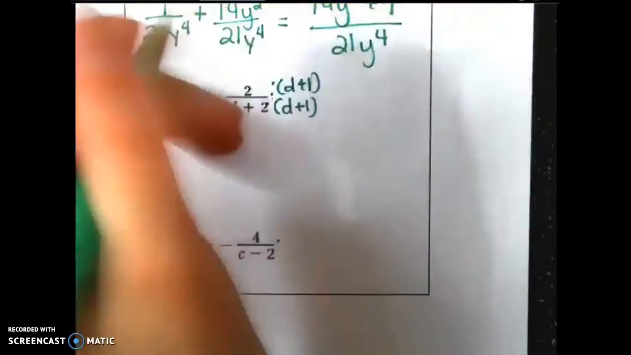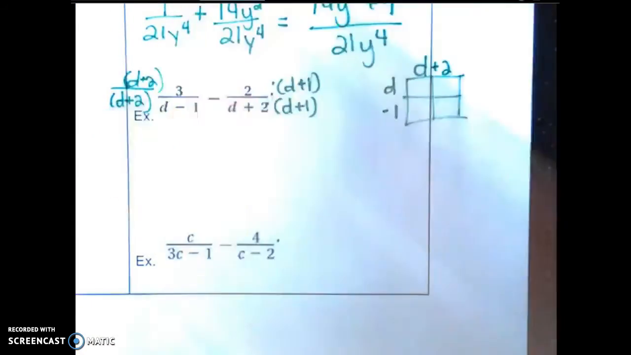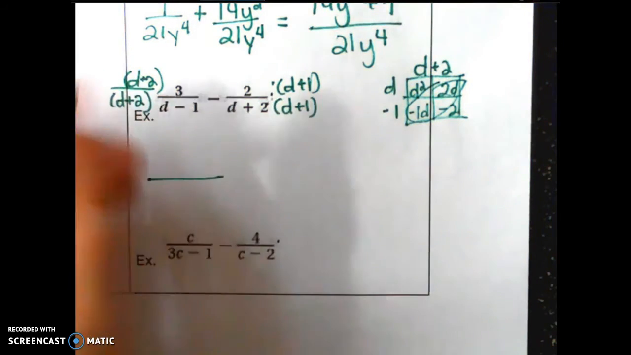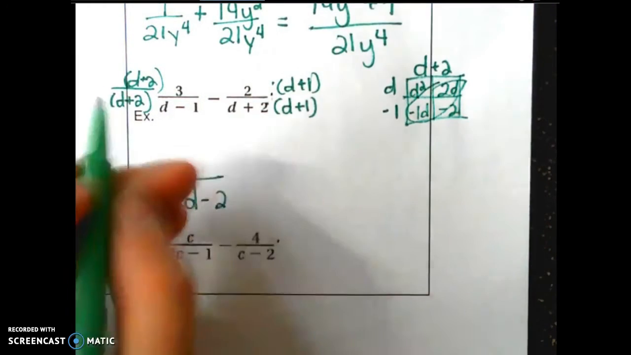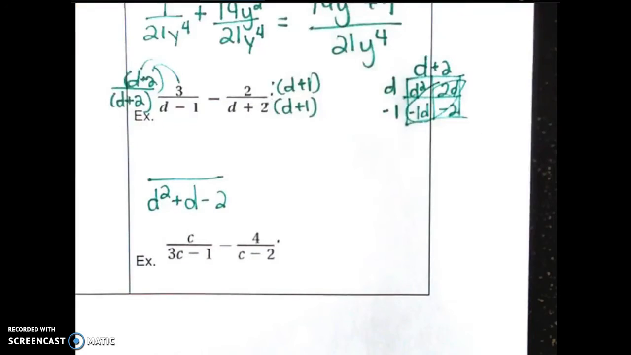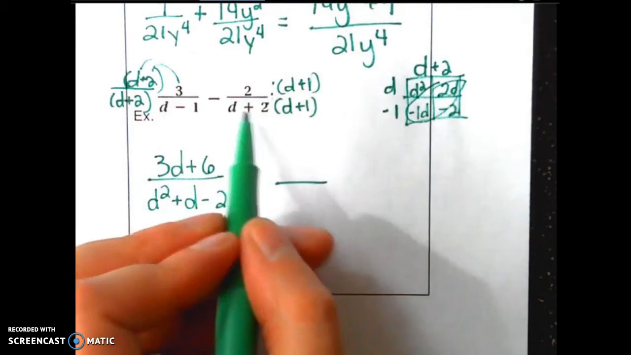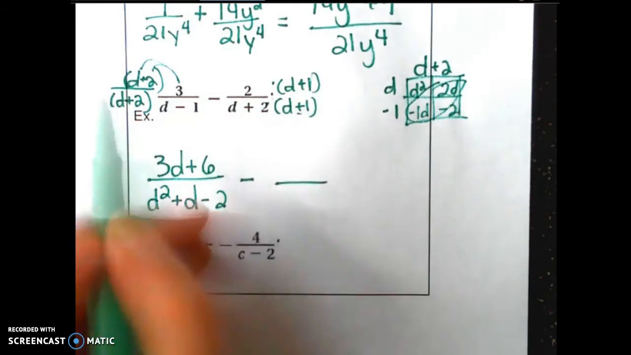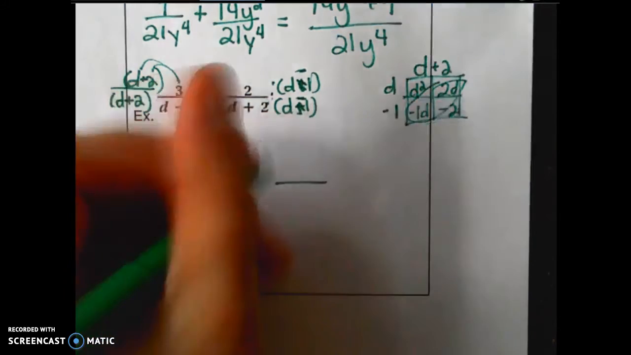Now, you might need to do a box for this. So we'd have d plus 2, d minus 1 would give us d squared, 2d minus 1d minus 2. So I'm going to go ahead and simplify that since those are like terms. Our common denominator is going to be d squared plus d minus 2. And when I multiply the top, I can just think about the distributive property, would give me 3d plus 6. Now, if I do d plus 2 times d minus 1, or d minus 1 times d plus 2, it doesn't matter if I do them one way or the other, I'm still going to get the same answer.